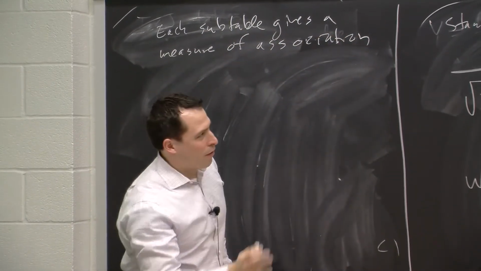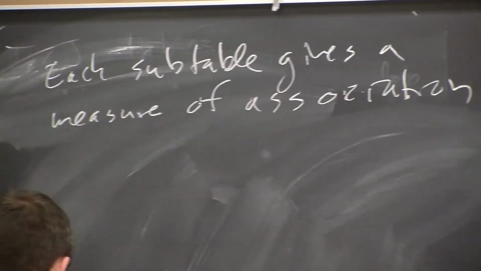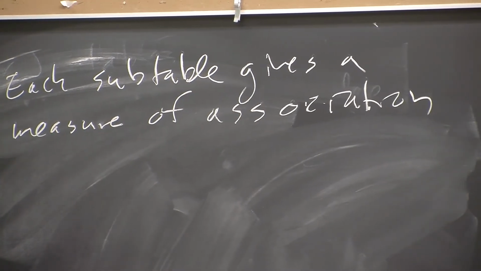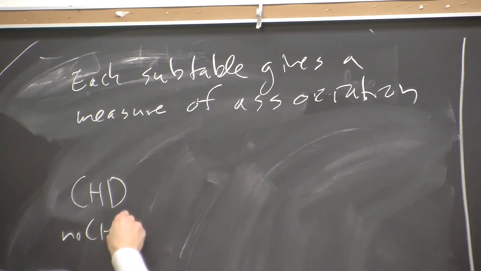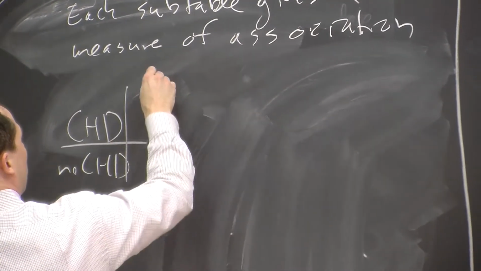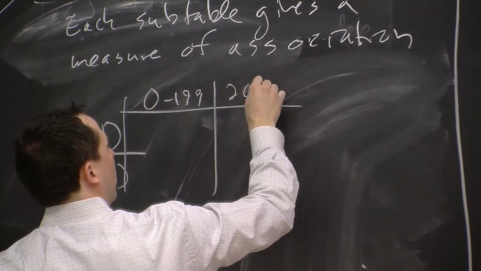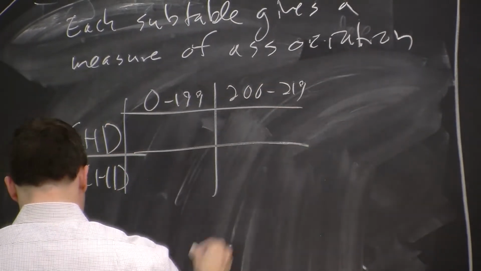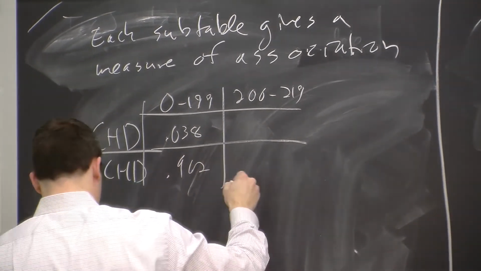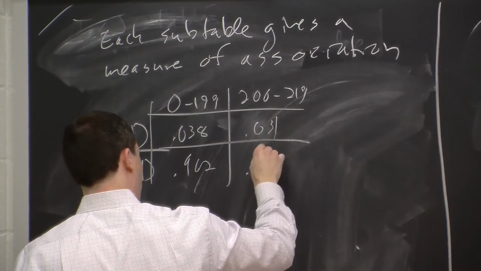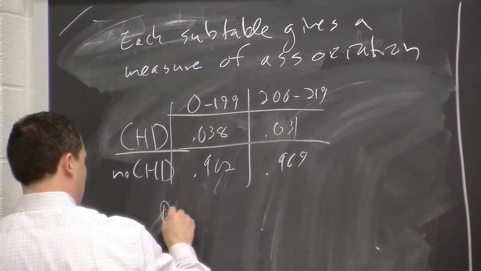But it's just that they're not all free, right? Only 3 subtables are free, and then the other 3 subtables are fixed. So, for example, if we zoom in to the subtable comparing the first 2, 0 to 199 and 200 to 219, we could just do a Pearson test.